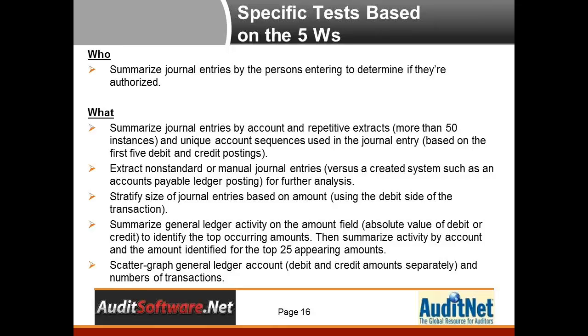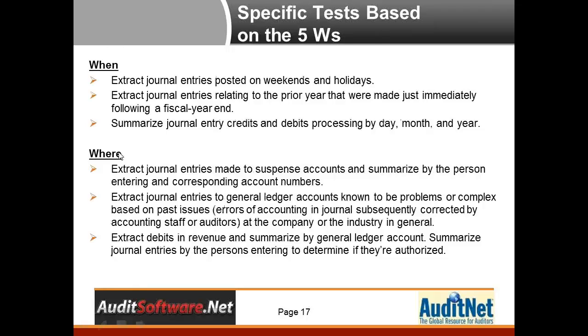And doing things like summarizing journal entries by enterer, looking for unique and repetitive journal entries, extracting manual journal entries, which have a higher likelihood of being an issue, stratifying the size of journal entry amounts, summarizing general ledger activity on the amount field itself so that you could look at it from a Benford's law point of view, and then scattergraphing some of those transactions as well. We may not have time for all of this today, but we're going to show you quite a bit of how to do every one of these tests.